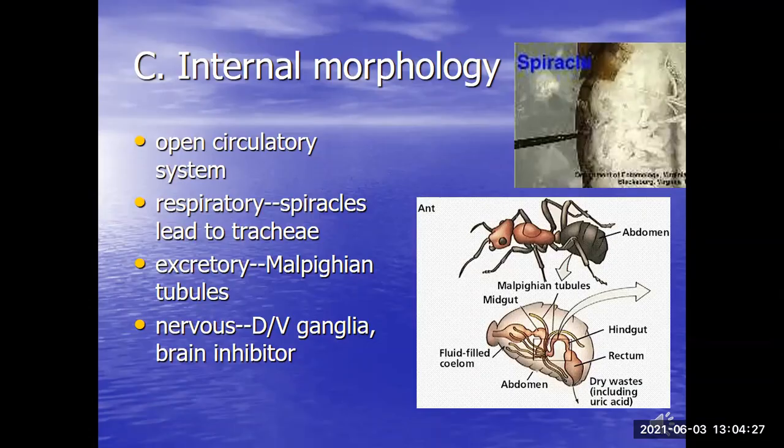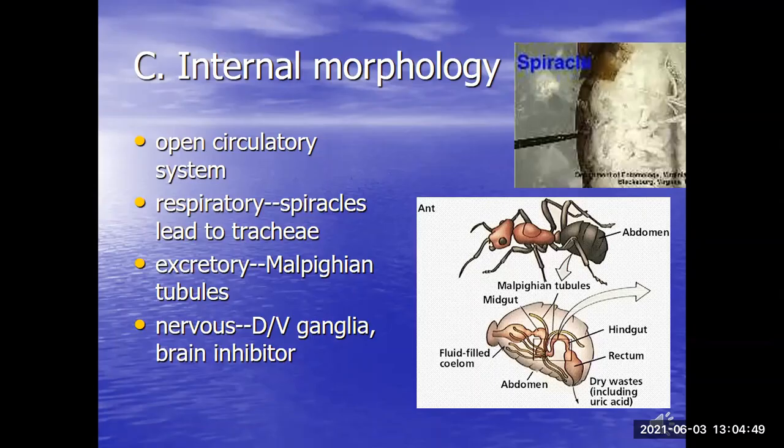And so if you cut off your head, then the brain is inhibited and the rest of the ganglia sort of take over. So the body can do a lot even when there's no head, when that brain is inhibited by that brain inhibitor that's released when you chop off the head. So that's a little about the internal morphology.